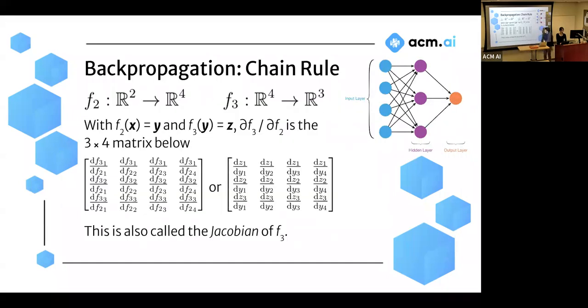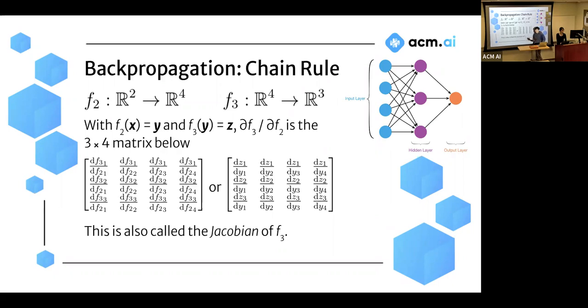Then what we can say is when we're calculating this expression here, or more precisely, the derivative of z with respect to y, it is this 3x4 matrix below, right? And I want you to notice that it has a dimension of outputs times inputs, right? Outputs times inputs. And we have this matrix, and this is called the Jacobian of F.